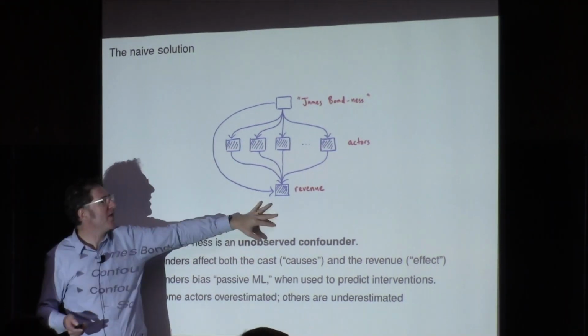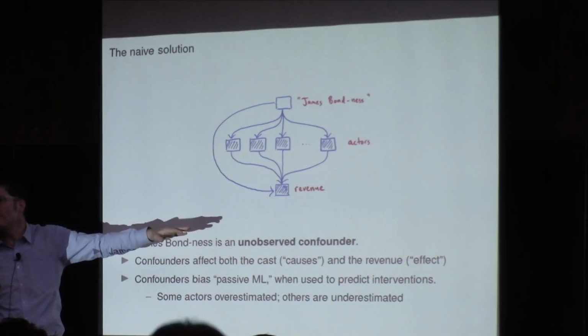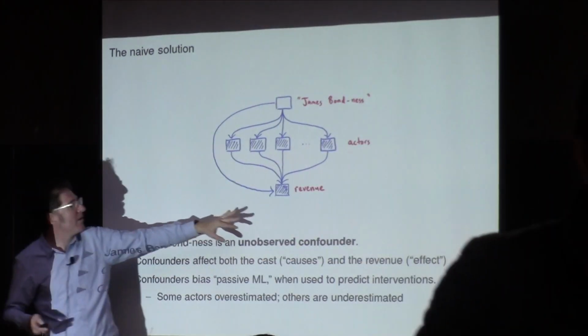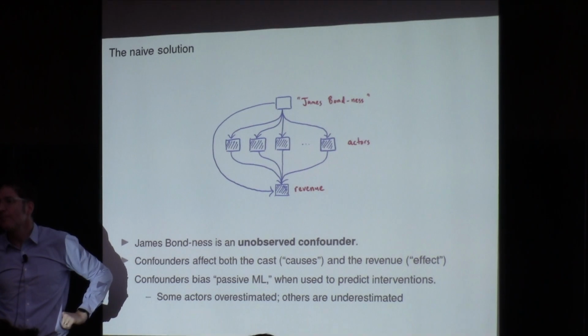Other latent variables, for example, that only affect the revenue, we're not talking about them now. There might be other things that affect the revenue. Who knows what they are? The season, how much people like to watch movies. But if they don't also affect who I decide to put in the movie, they are not confounders.